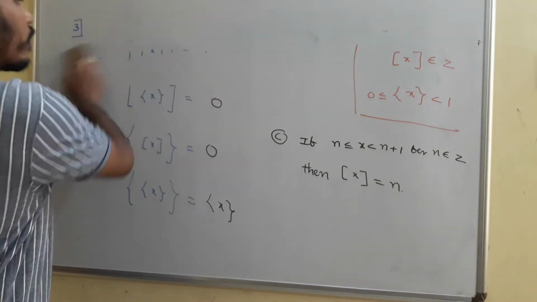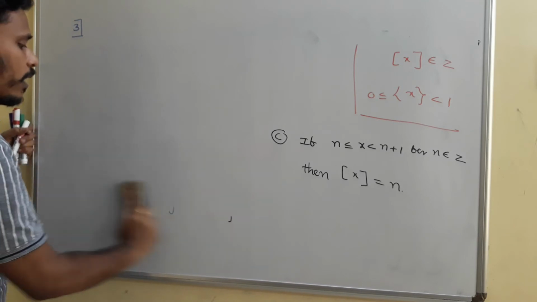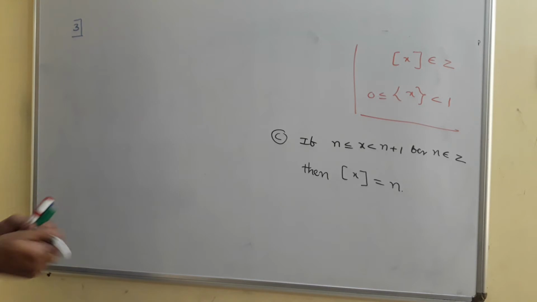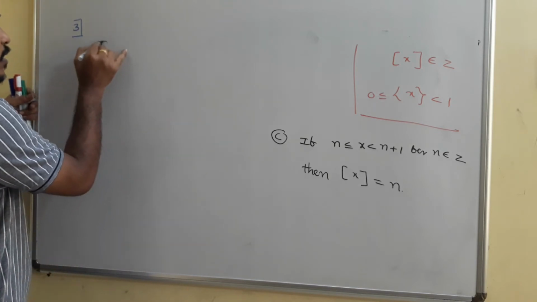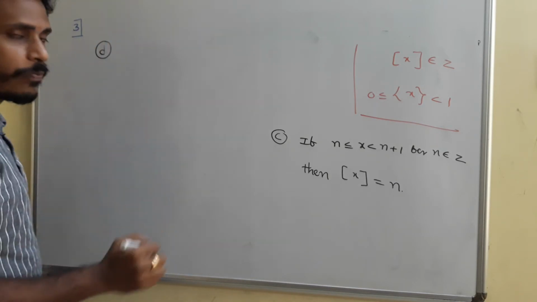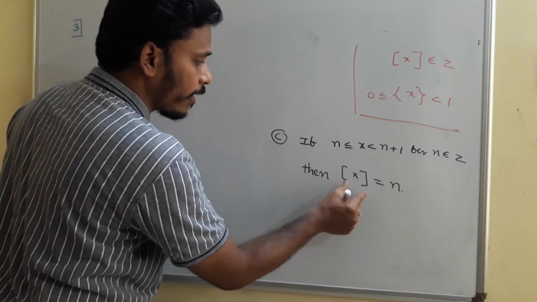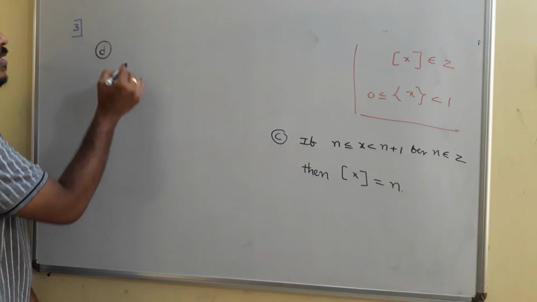In 3d, we are observing different properties related to floor x as well as the fractional part of x. And here in our view, floor x is simply the greatest integer function. Since n is less than or equal to x, which is less than n plus 1, floor x is n, so you just replace floor x in the place of n.